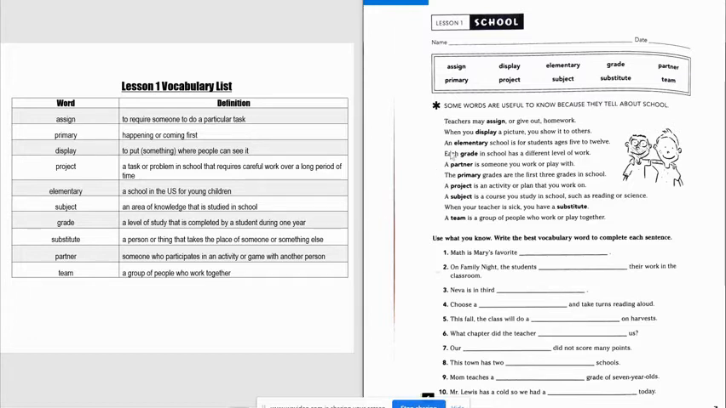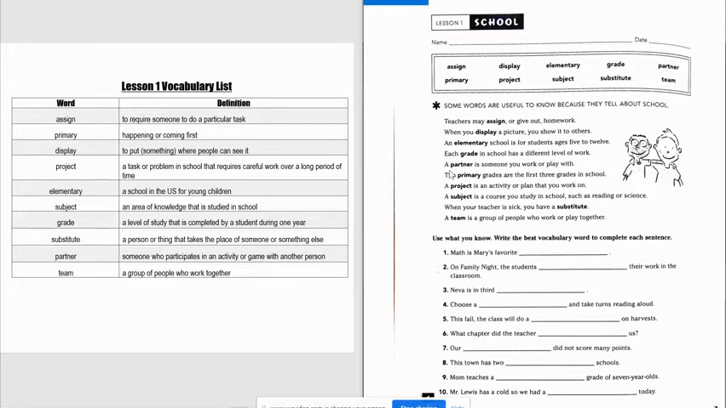The next word is elementary. An elementary school is for students ages 5 to 12. So we go find the word elementary. In this context, we're talking about school. So we're saying elementary is a school in the U.S. for young children. Grade. Each grade in school has a different level of work. Now we're looking at grade. In this context, grade is a level of study that is completed by a student during 1 year. So you are in grade 12.